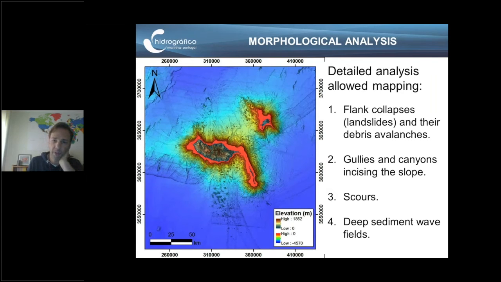So we found out that there were a lot of flank collapses and their respective debris avalanches. We also found a series of gullies and canyons, as you can see here, a lot of canyons. Scours, which are these features here that I will talk about in more detail, and also deep sediment wave fields that you can see somewhere here. Although with this zoom, it's not really possible to see much now, but I'll show that in more detail.